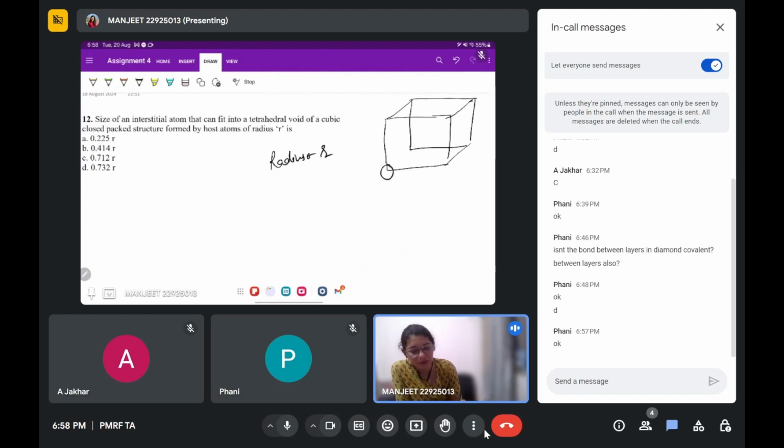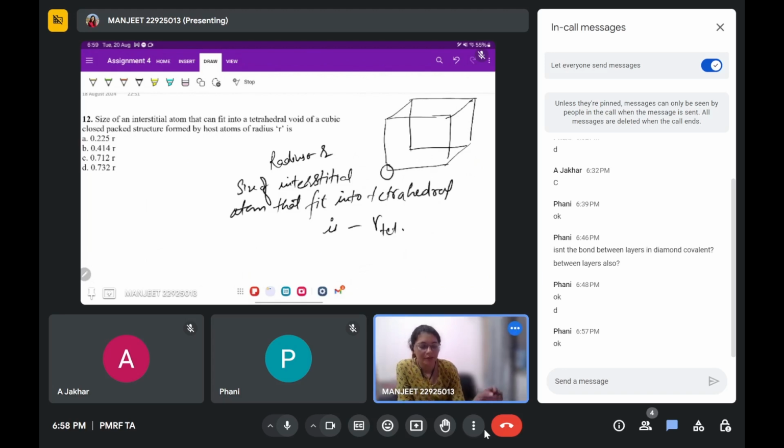And I'm assuming the size of the interstitial atom that can fit into your tetrahedral voids is your R_T. Okay, so this is the R. So if this is the cubic close packed structure, that will be the FCC one.